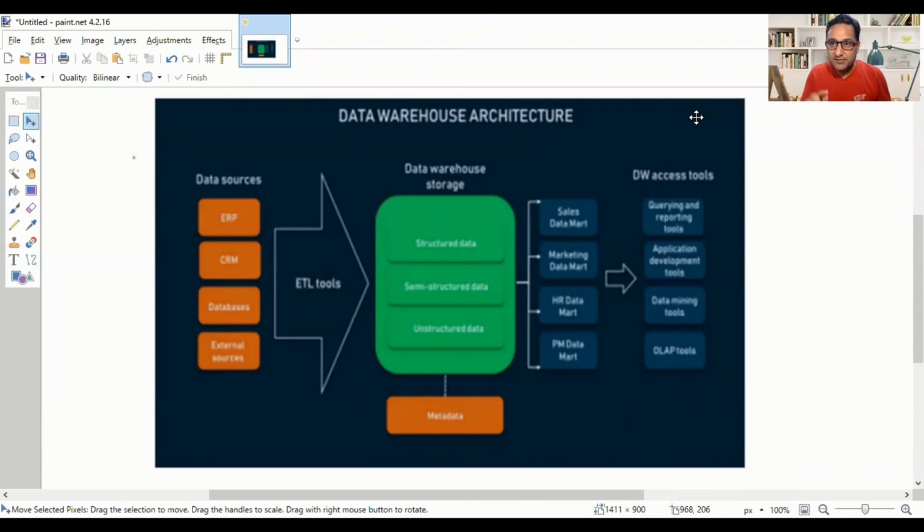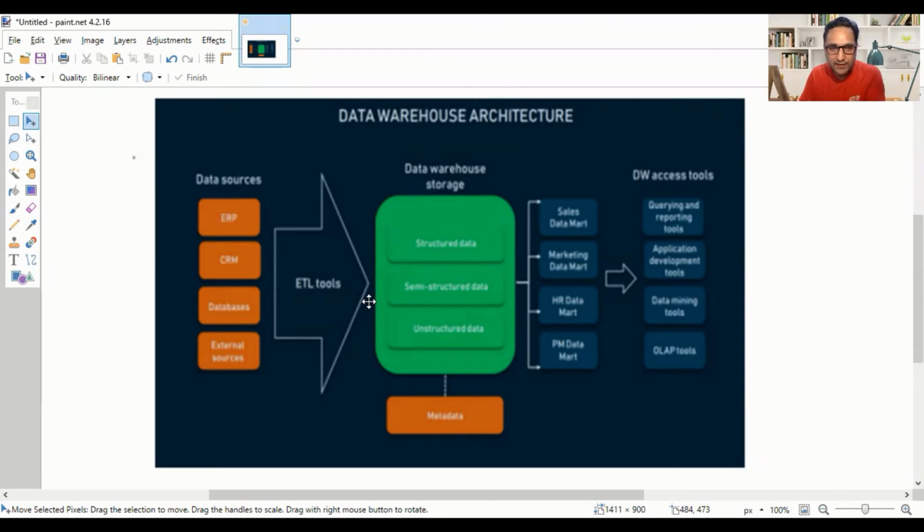So let's understand it. This is the data warehouse architecture. You can see that these are the data sources which I was talking about. One of them is ERP, CRM, customer relationship management database is itself a big data source, right? A lot of internal data sources, right?